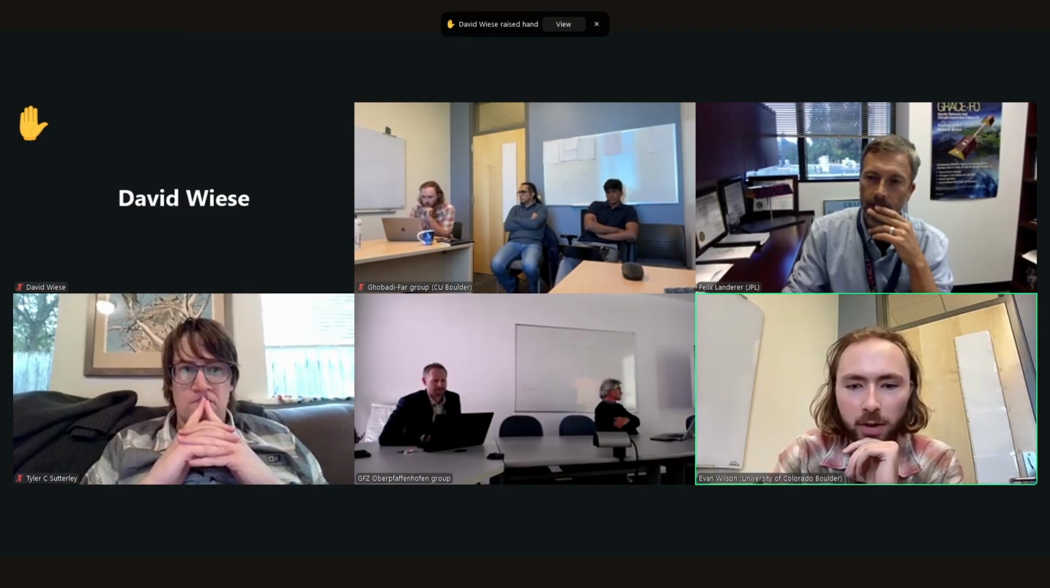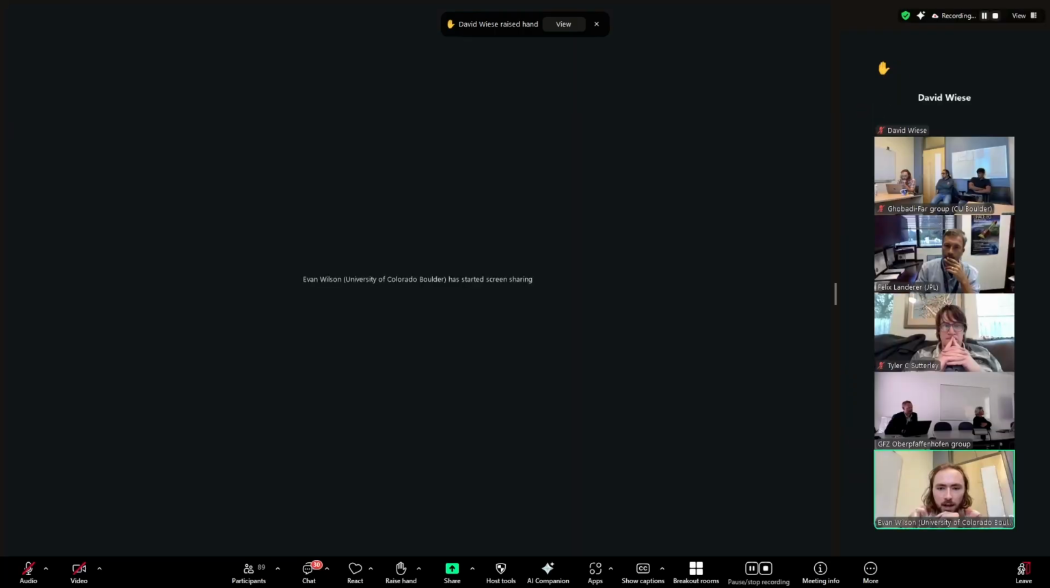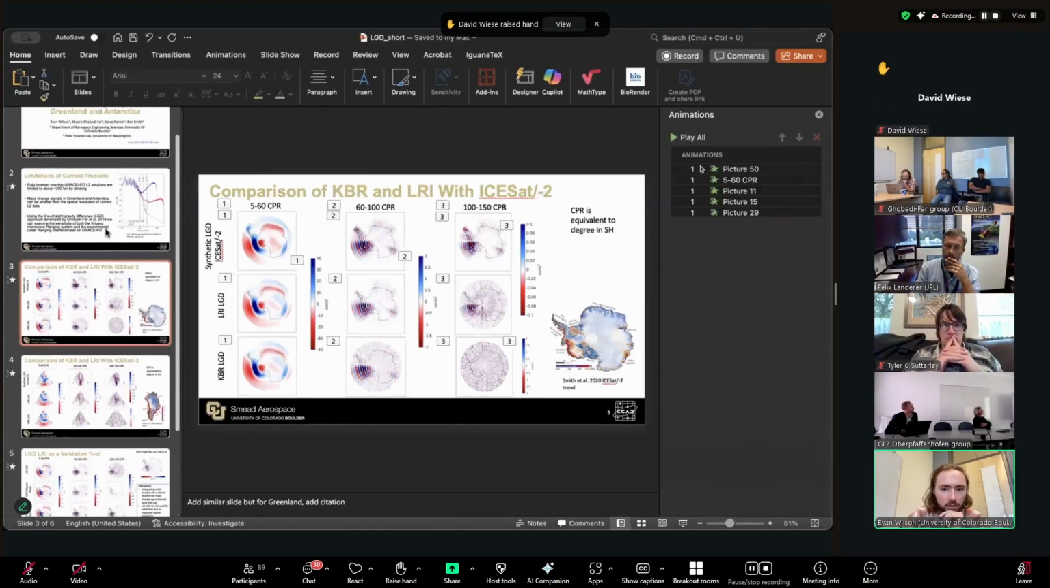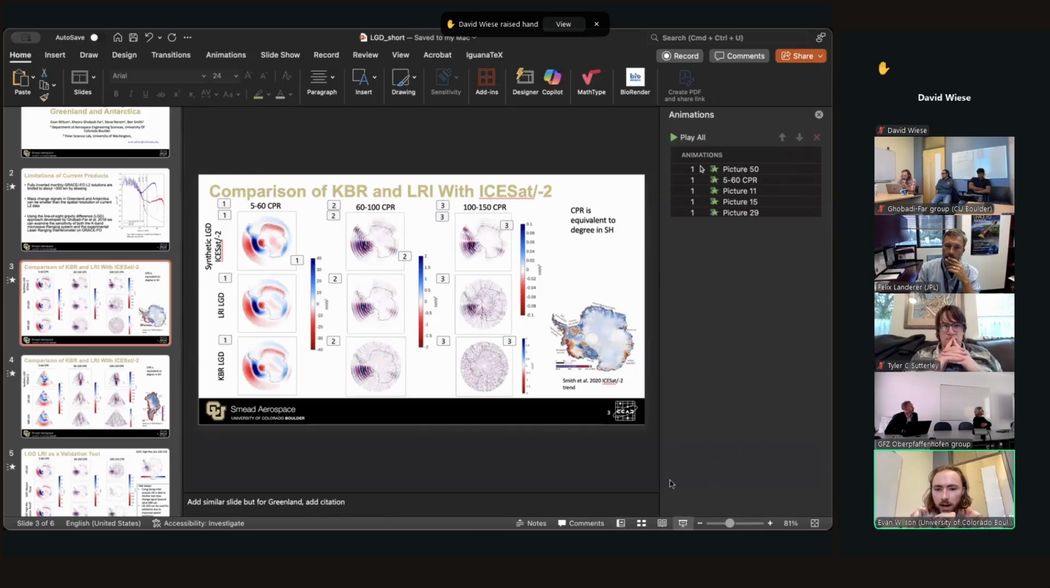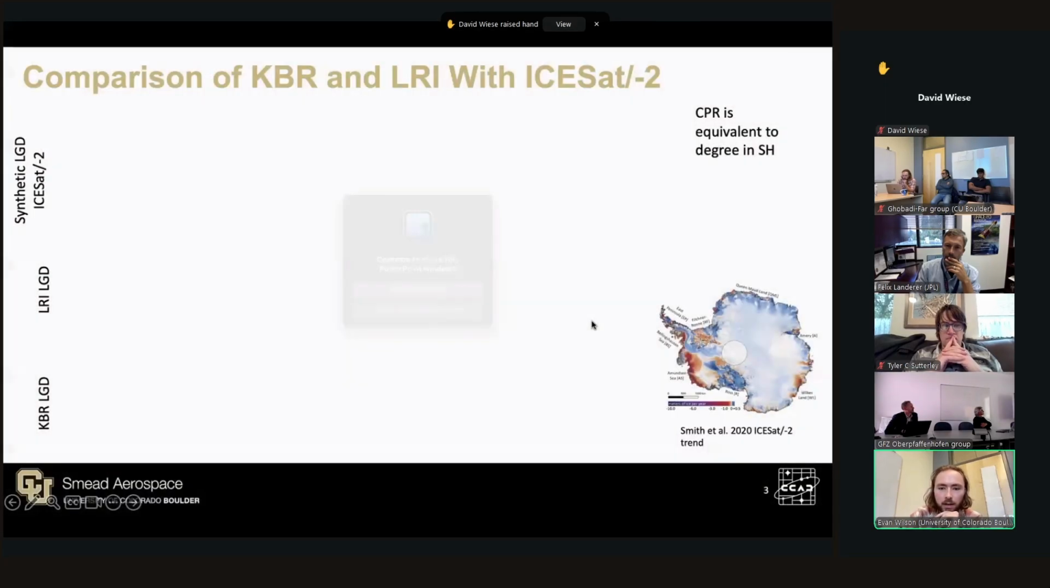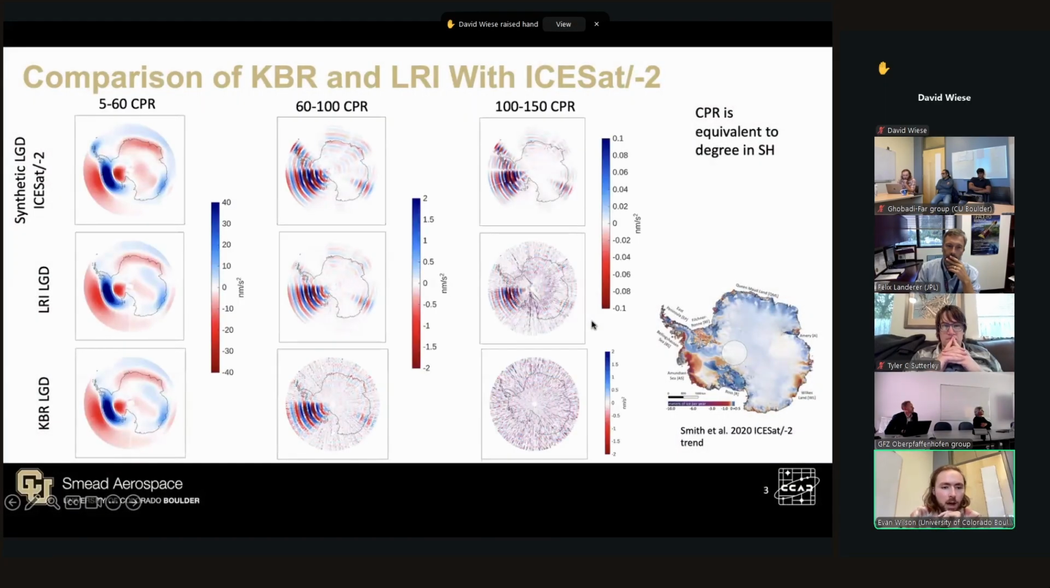Yeah, let me share my slides again, because the comparison between the synthetic LGD from ICESat with LRI and KBR LGD, you can really see from the 100 to 150 CPR, which is significantly beyond what the level 2 solutions allow us to see because of that temporal aliasing. You can really clearly see that the KBR here, which is -2 to 2 nanometers per second here, is completely saturated by noise.